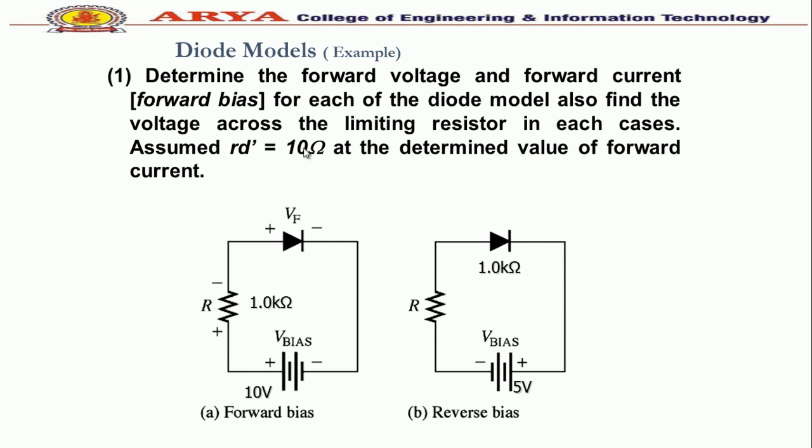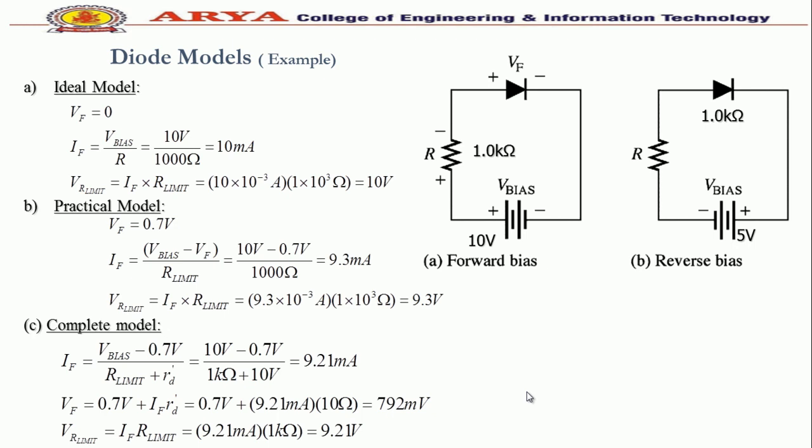This example says: determine the forward voltage and forward current in forward bias condition for each of the diode models. Also find the voltage across the limiting resistor. In each case, assume RD dash equal to 10 ohm at the determined value of forward current. We have R equal to 1.0 kilo ohm and V bias of 10 volt in the forward bias condition, and in reverse bias condition R is 1 kilo ohm and V bias is 5 volt. According to the diode model, we calculate VR in these three cases.